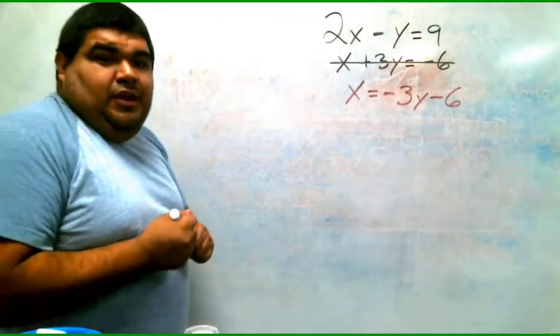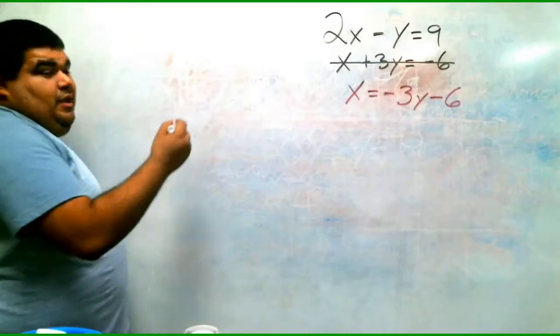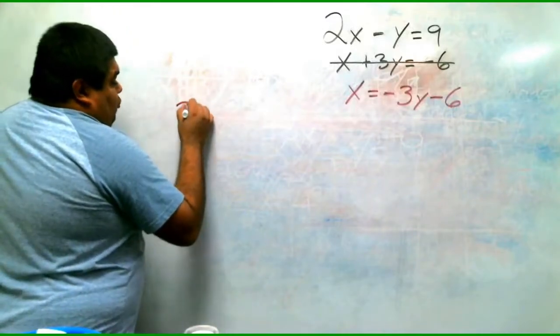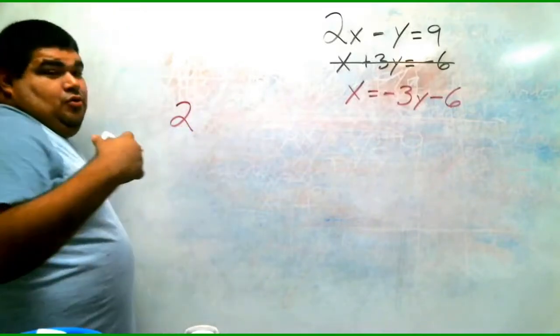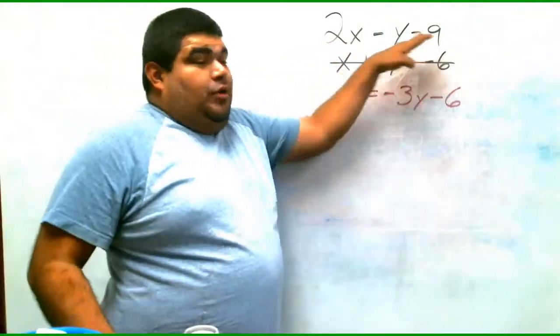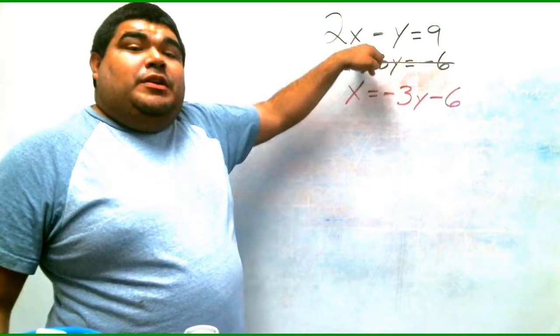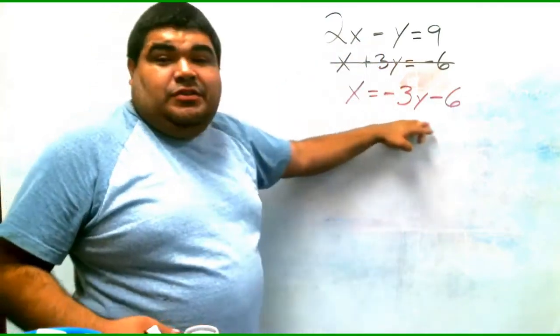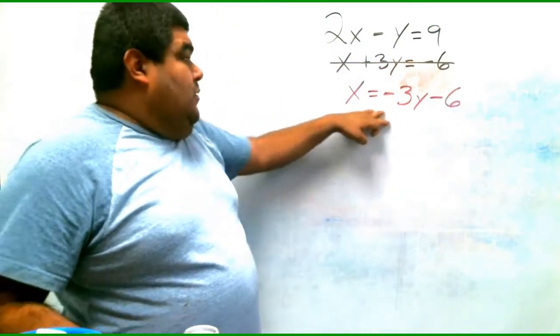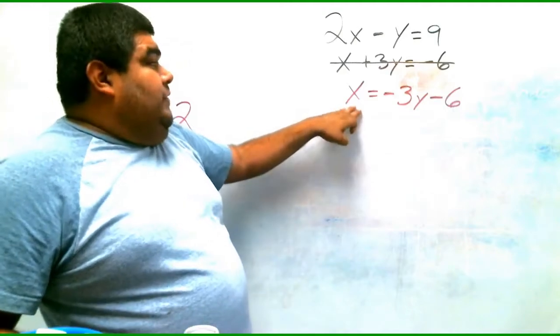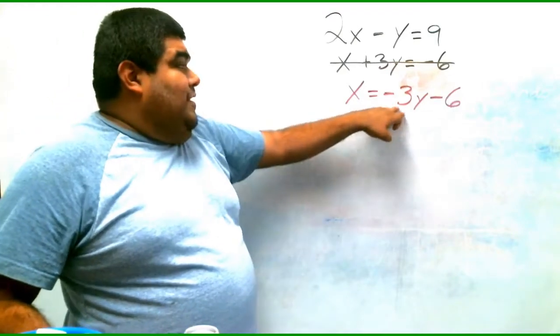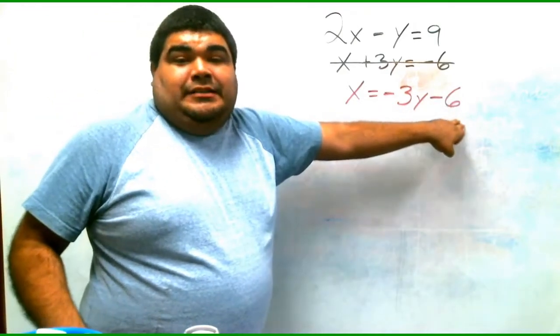All right, so we have 2. Notice that we're going to use this equation, okay? But we're not going to use the x no more. What we're going to use instead of the x is the one we solved for. Okay? So instead of the x, remember x equals negative 3y minus 6.